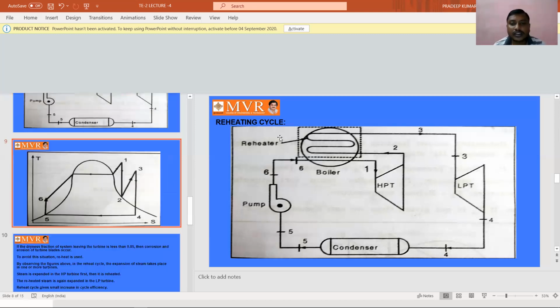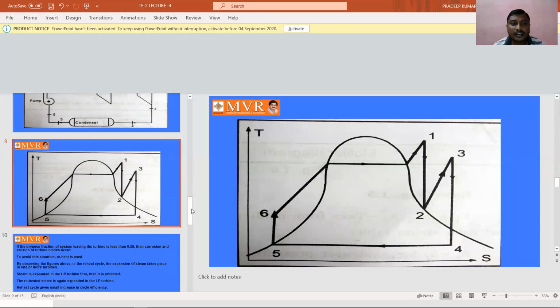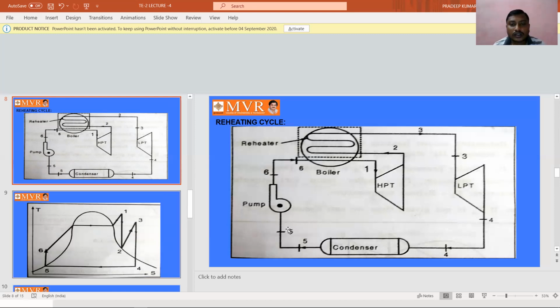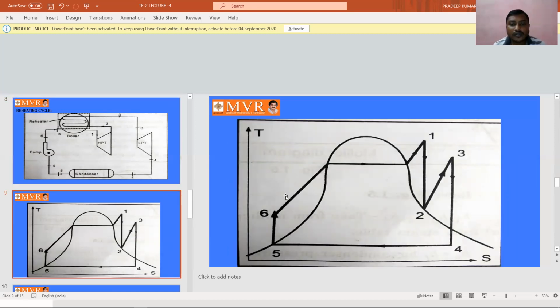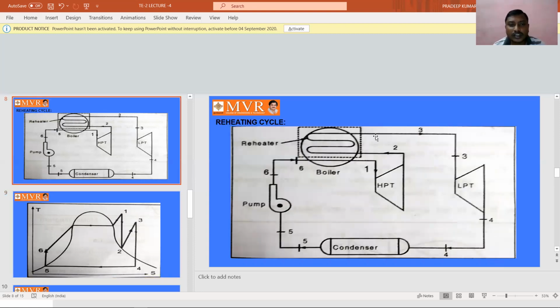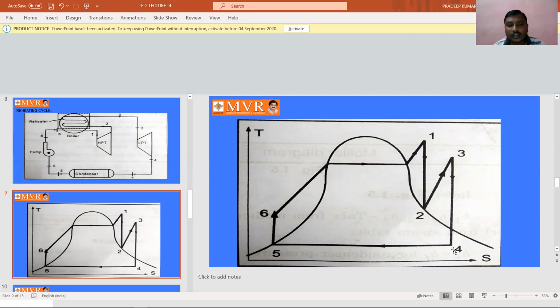Here we can observe the TS diagram of the reheating cycle. Process 6 to 1 is the feed water entering the boiler, and turbine work takes place. After that, in process 2 to 3, reheating takes place. And from 3 to 4 it enters the low pressure turbine.